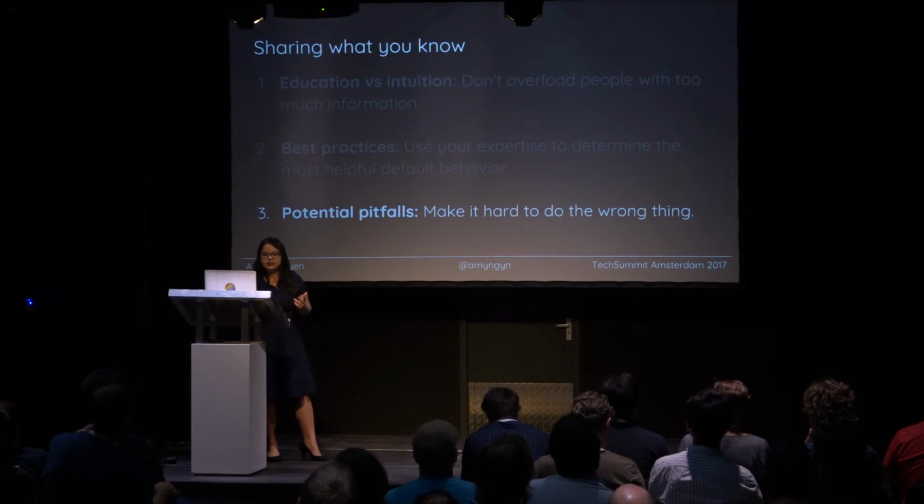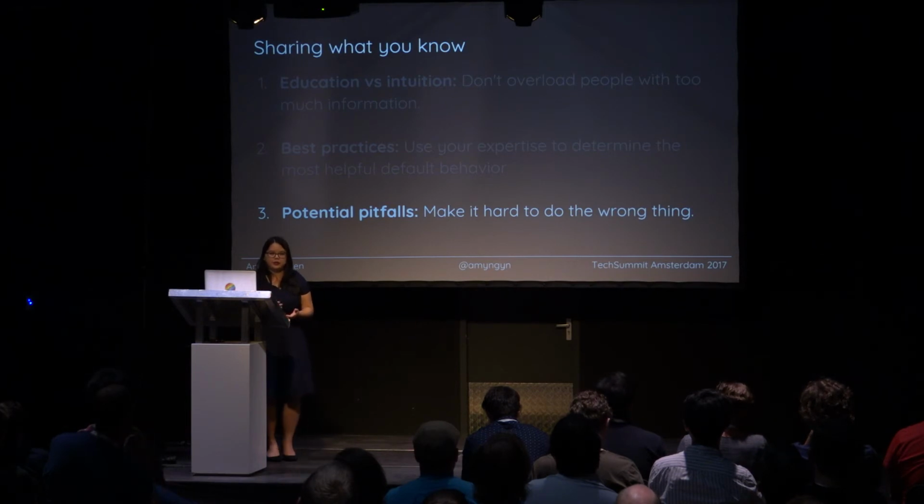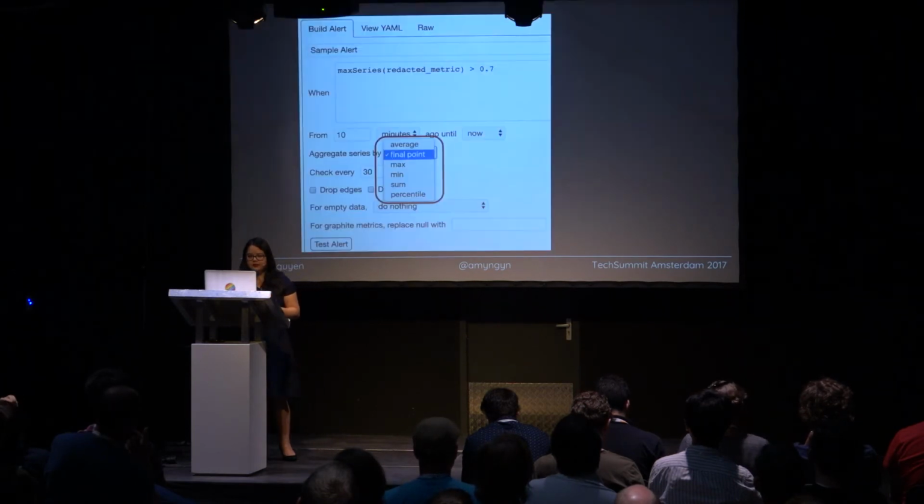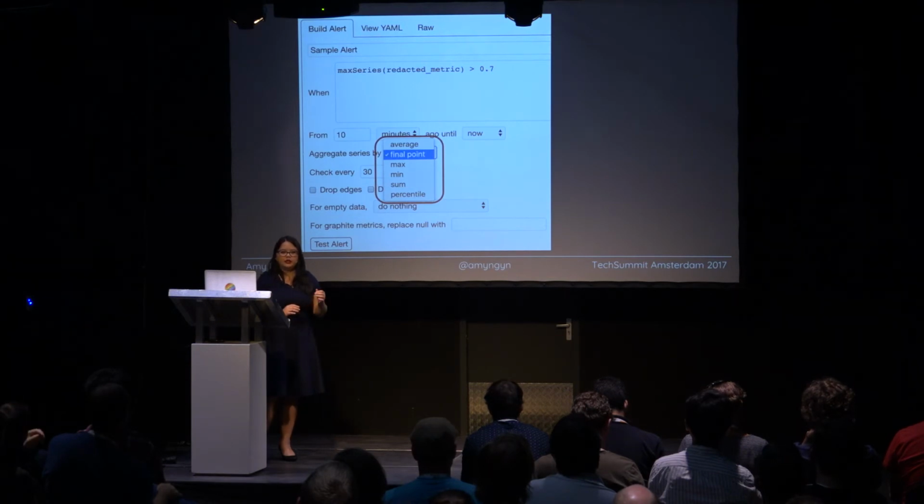So the last thing is to think about pitfalls, and this kind of ties back into the best practices. You want to make it as hard as possible for people to do the wrong thing. You have all the expertise about how to use your tools correctly, and you can subtly guide people away from doing the wrong thing. In our case, one issue we had was that people often wanted the alert to do what they were expecting it to do, which is what I mentioned before.